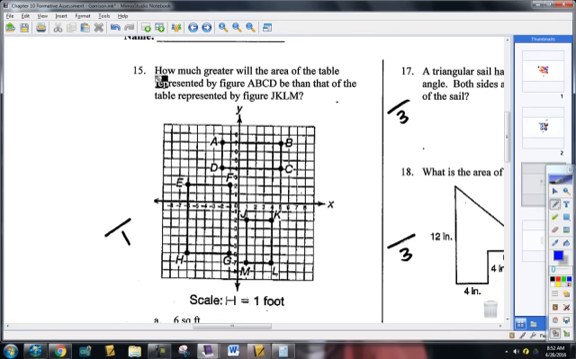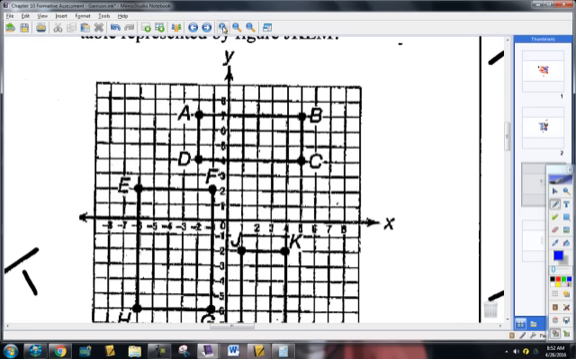Whenever you hear that question, how much greater, how much bigger, how much faster, what operation are we talking about? Subtraction. So we've got to find the area of ABCD and JKLM. So we've got to do some counting here. I'm going to zoom in a little bit. This is going to be 1, 2, 3, is it 7? So my base is 7, my height is 3.